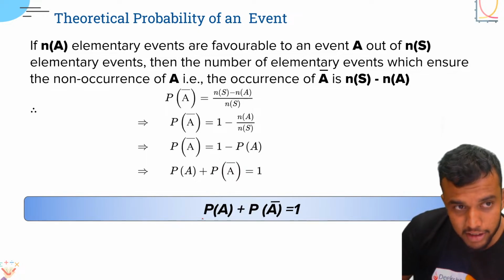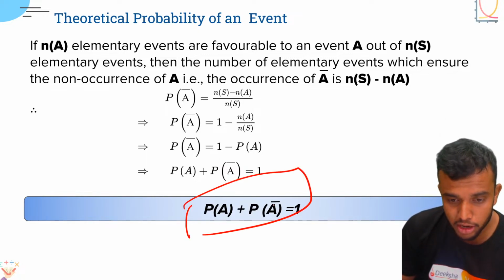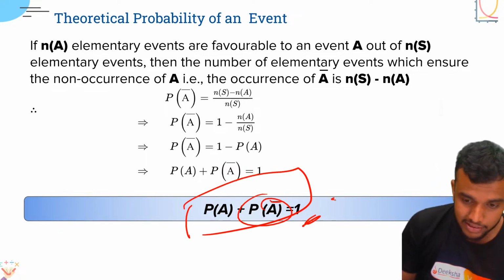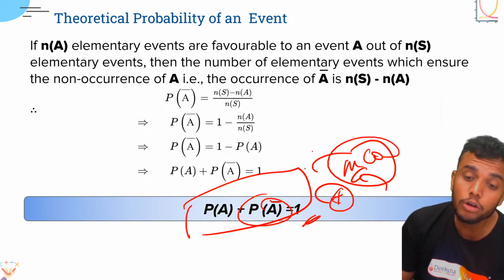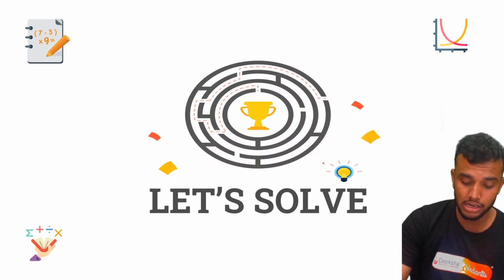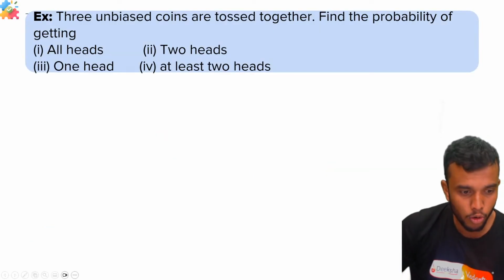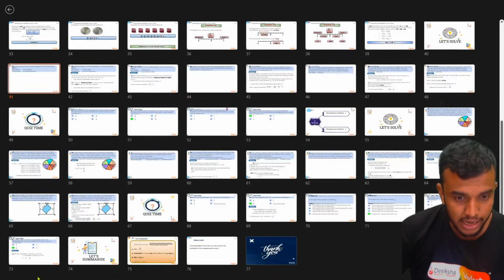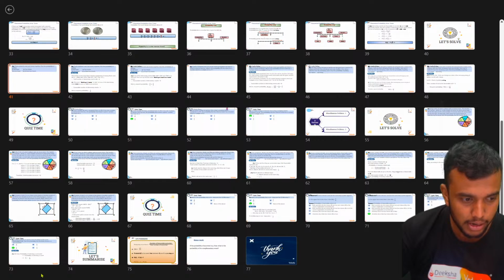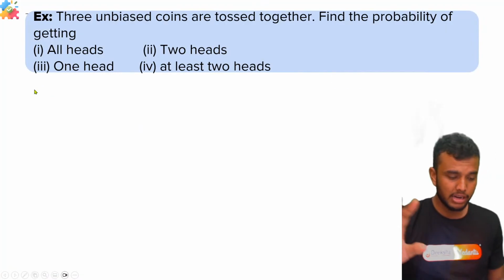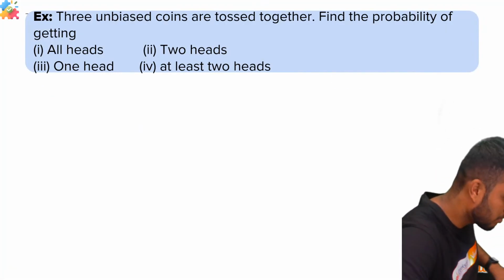Then finally we can write P of A plus P of not A is equal to 1. This formula is very important, students, especially in MCQ. They ask questions based on this. Okay, let's solve. Yes, probability is almost done, students. Very easy probability. Then take a 5 minute break and try to solve this problem. I will come back.